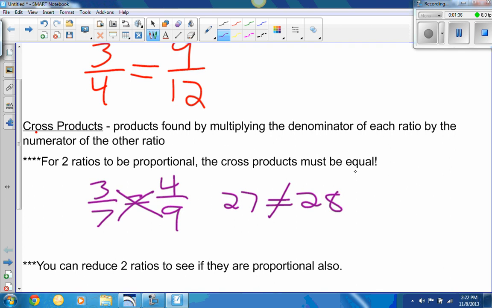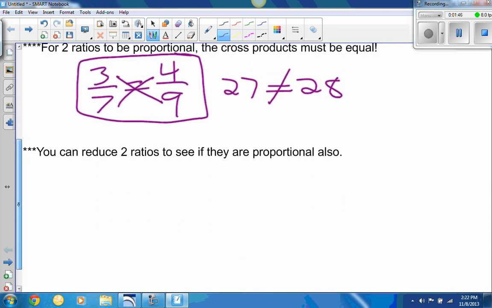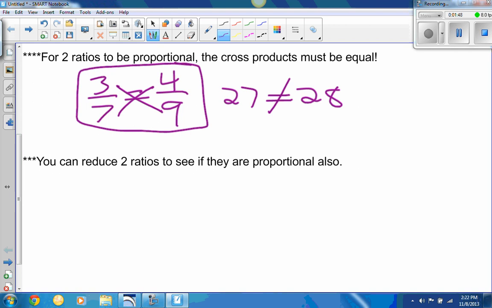So that also means that they are not proportional. They can't be. They don't equal. Plus the fact that they don't reduce to the same number. So then you can also reduce two ratios to see if they're proportional. That's what I would have done right here, and they're already reduced. So I would say no, they're not.